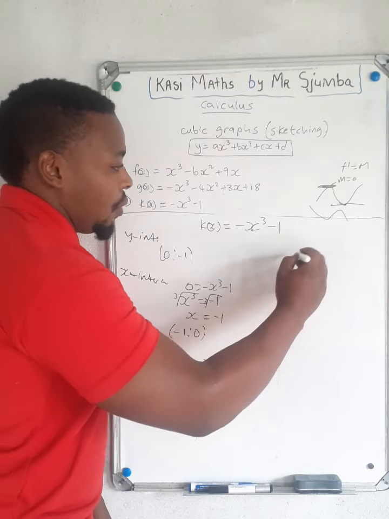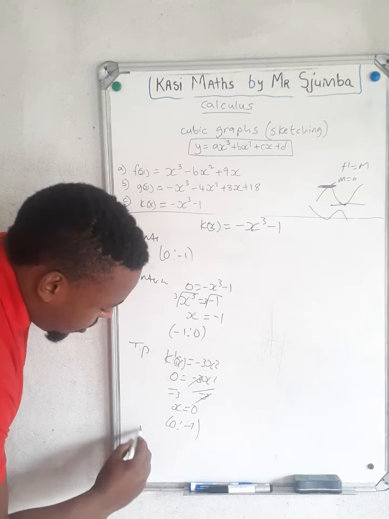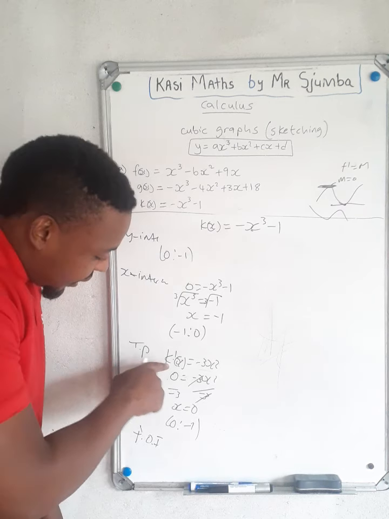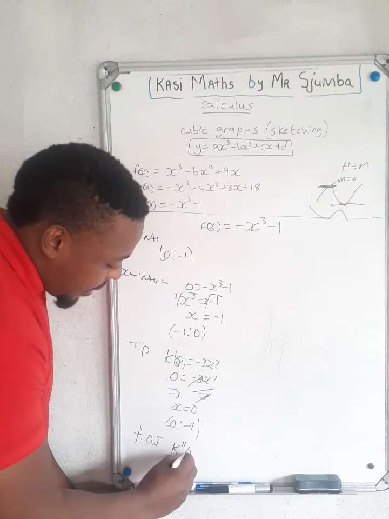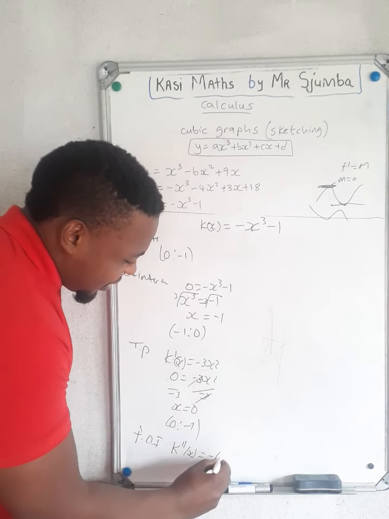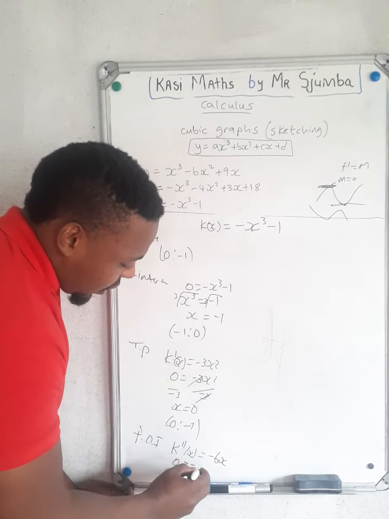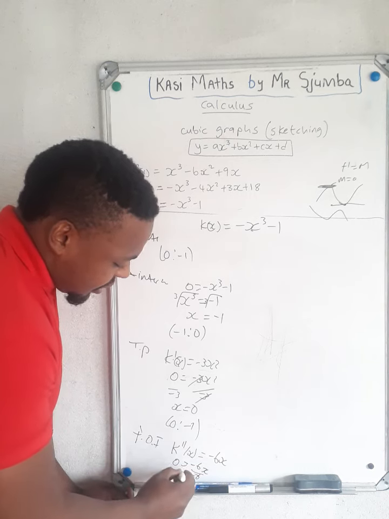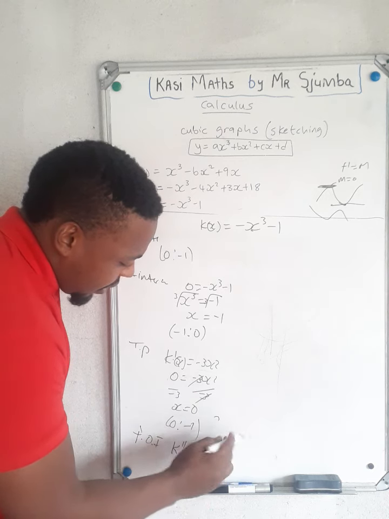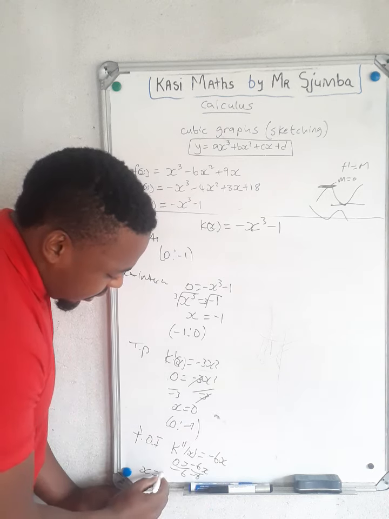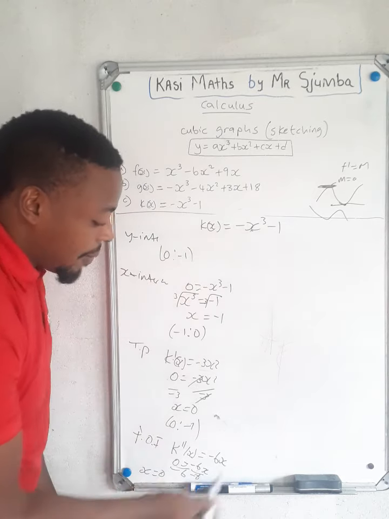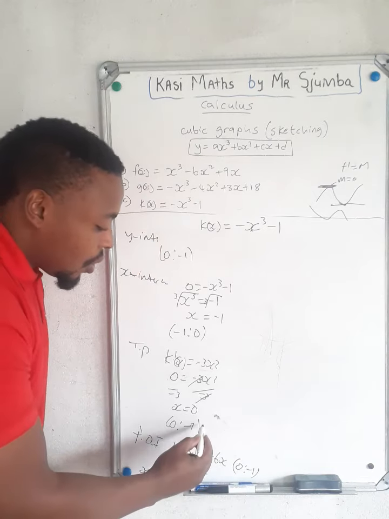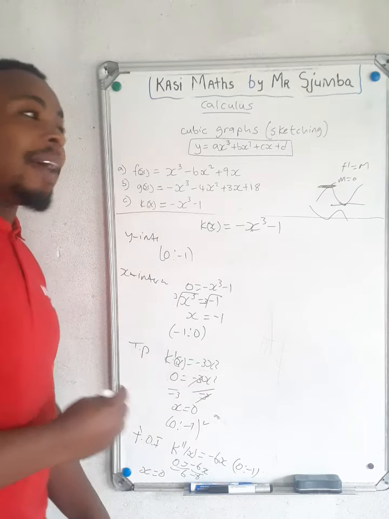Point of inflection now. For the point of inflection, we take the second derivative. The second derivative, k prime prime, will equal minus 6x. The second derivative we equate to 0. Minus 6x, divided by minus 6, divided by minus 6. Then we have a point of inflection where x is equal to 0. If we start with 0 and put it in here, the point of inflection will be 0 comma minus 1. So the turning point and the point of inflection are the same.